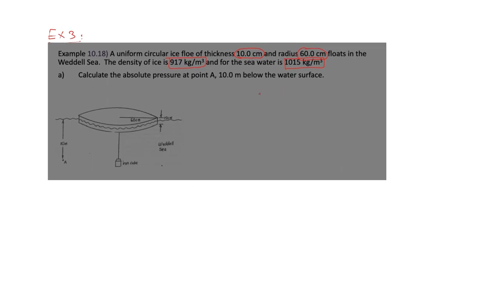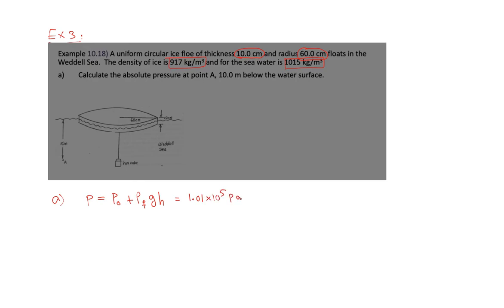Part A is to calculate the pressure below the water surface. Remember, pressure as a function of height equals pressure at the surface plus density of the fluid times g times h. The pressure at the surface is 1 atmosphere if it's open to the atmosphere, so that is 1.01 times 10 to the 5 pascals.